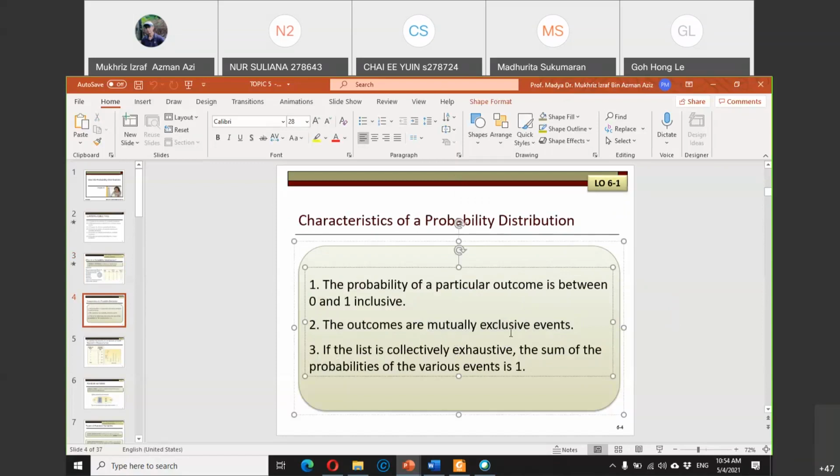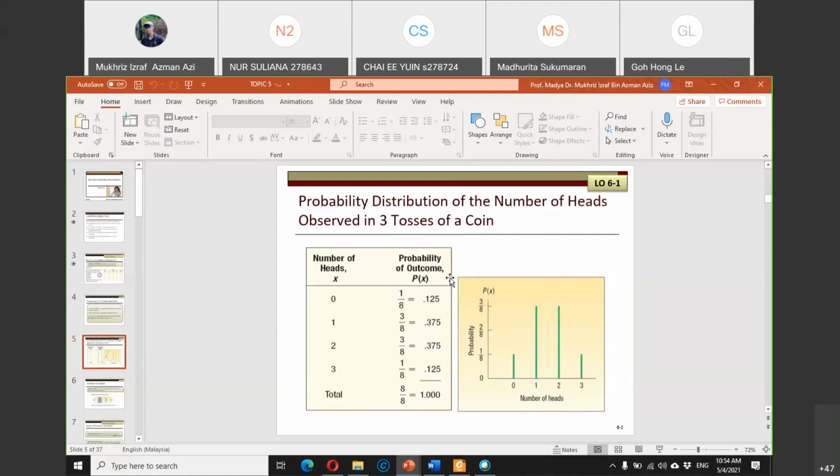And the sum of all the probabilities will always equal 1. You cannot get more than 1. Probability will not exceed 1. It's between 0 and 1, like 0.1, 0.2, 0.9, but you will not get more than 1, like 1.1. Something is wrong with your calculation if you get more than 1.